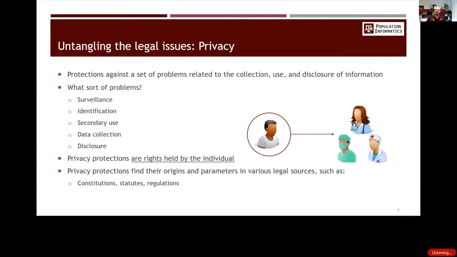Now, these rights are rooted and they have very specific origins in legal authorities, laws like constitutions or statutes or regulations. And those laws will define what rights exist and how those rights might be exercised.